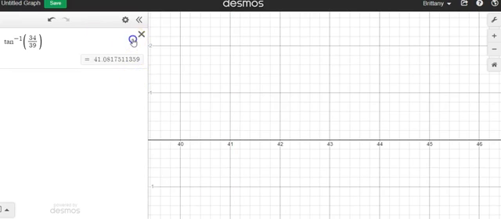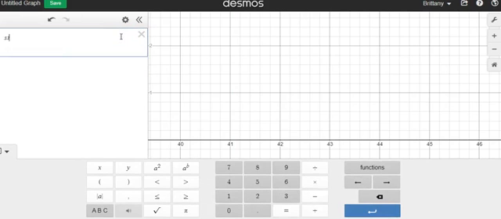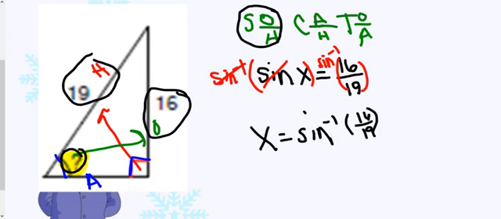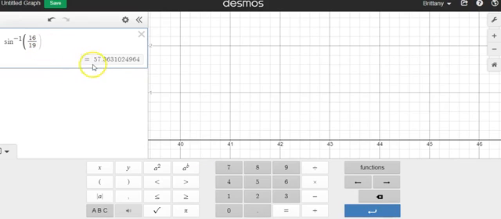So let's go to Desmos. Sine inverse of 16 over 19. Okay, so we get 57.836. Again, that's for rounding to the whole number. The 3 doesn't round up the 7, so it's going to be 57.